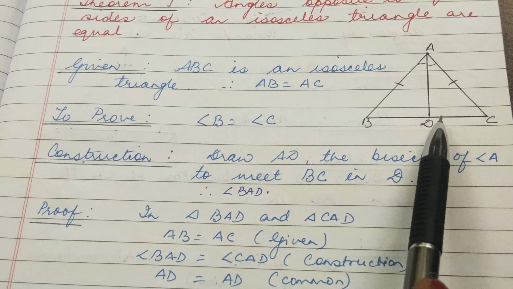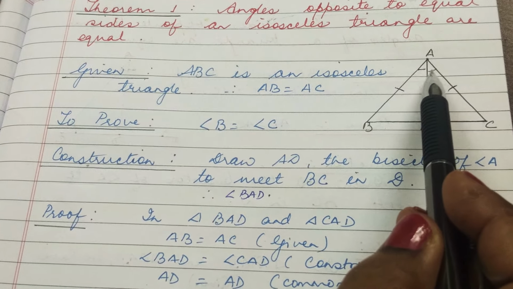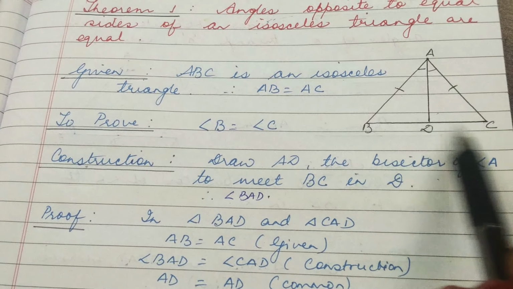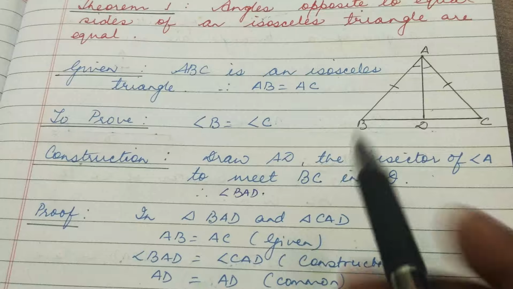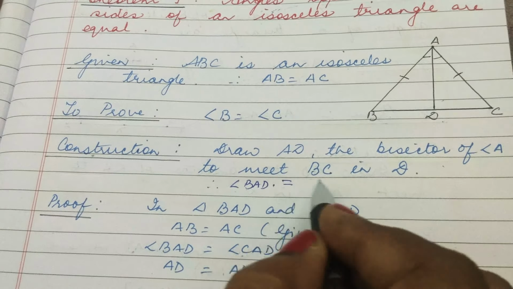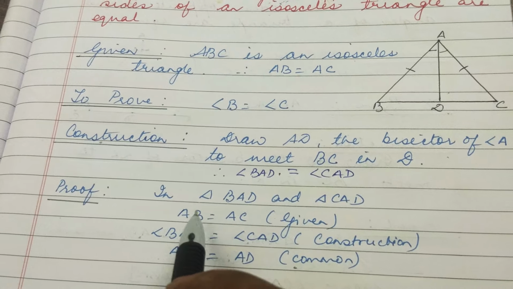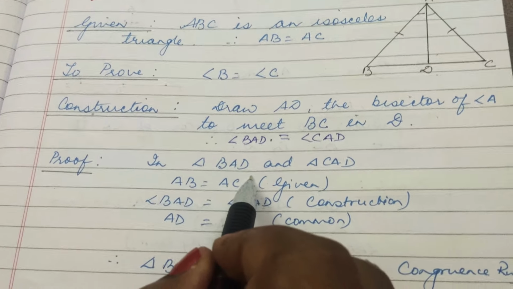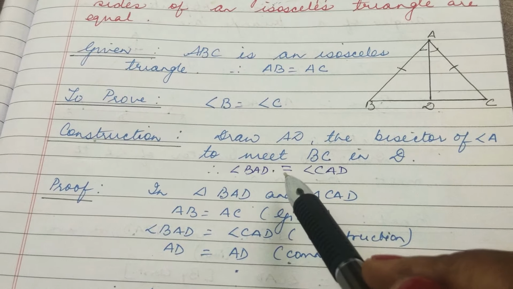For this we have done a construction. We have drawn AD, the bisector of angle A, to meet BC in D. If AD is the bisector of angle A, it means angle BAD equals angle CAD. Now let us prove. For this we have taken the two triangles BAD and CAD.